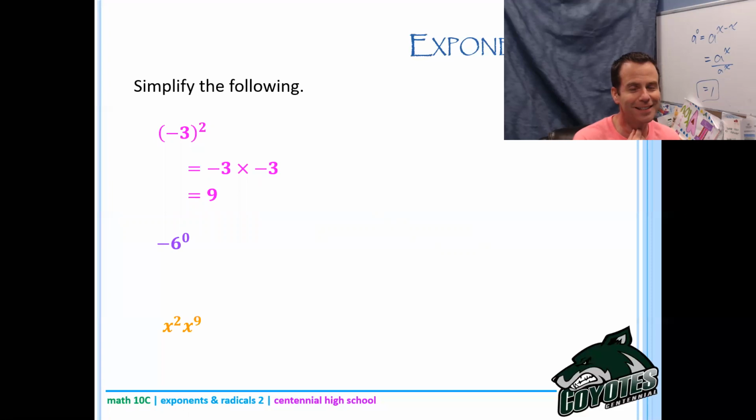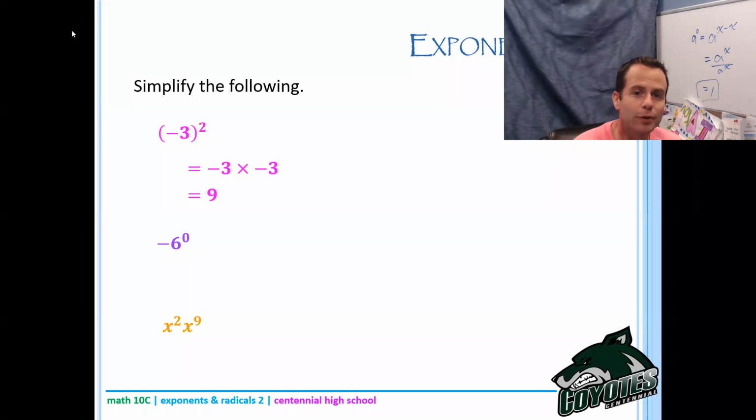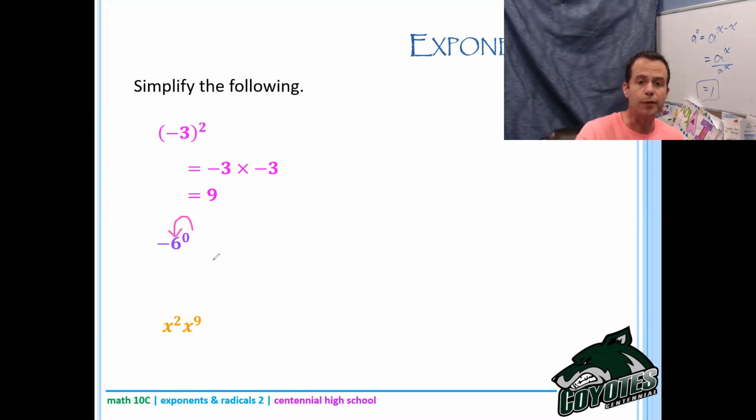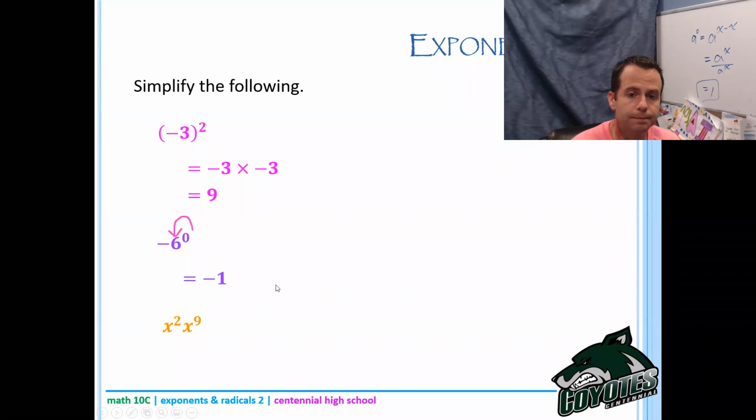Be careful with the next guy, because some of you may have looked at that and said 1, and the answer is not 1, because an exponent only applies to what's directly in front of it. What's directly in front of that 0 is just the 6. So this becomes negative whatever 6 to the 0 is, and 6 to the 0 is 1. So my final answer would be negative 1.